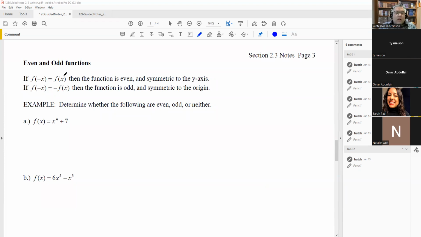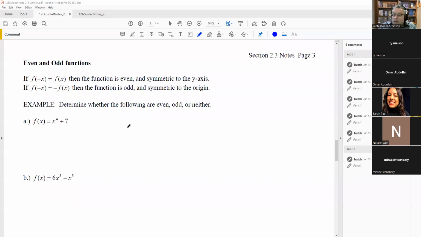So if you do f of negative x and you get exactly the same function as you started with, we know it's even. And if you do f of negative x, you simplify it, and you get exactly the same function as you started with, except with the minus sign out front, that tells you it's odd. Now, if neither one of these cases happens, that means it's not even and it's not odd. So it could be neither when you classify these.